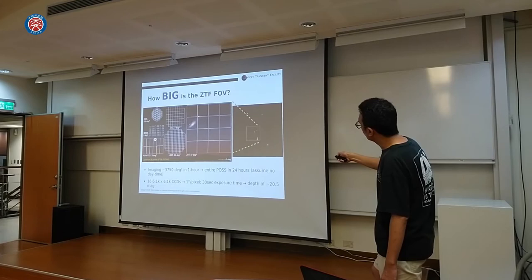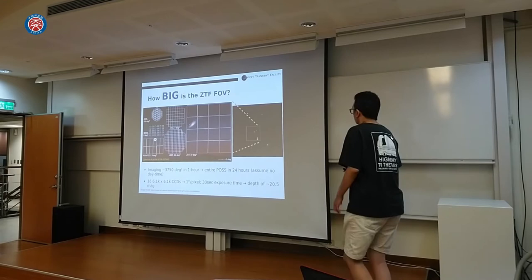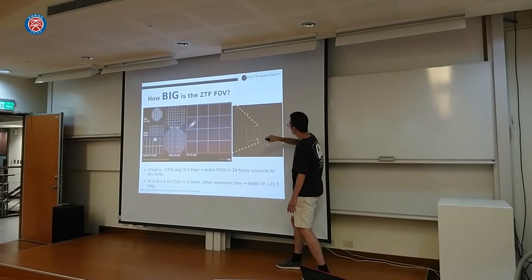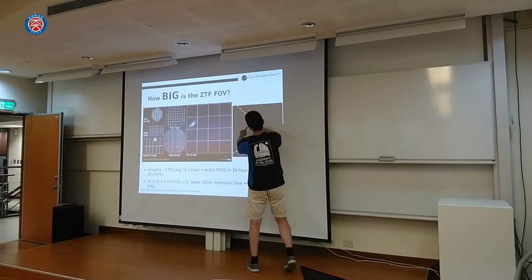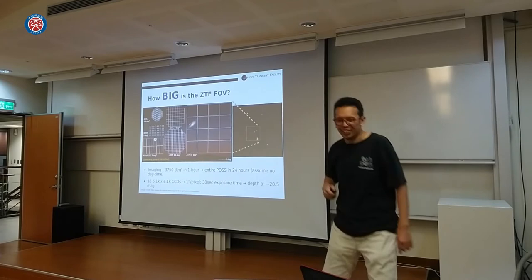This is Orion, by the way, this is Betelgeuse right here, and the belt stars. So in winter times you go see Orion. This is one image of the ZTF camera that captures it. So people doing star formation will be very excited, right? Because it's Orion.